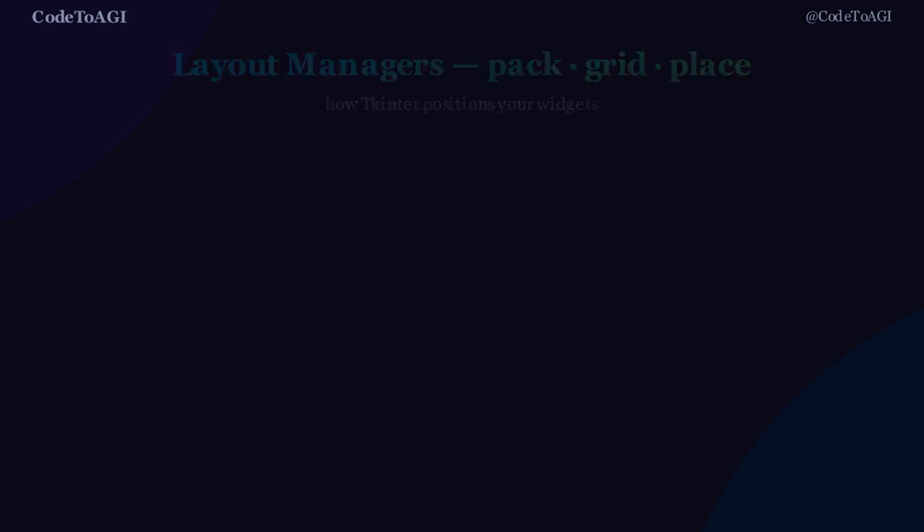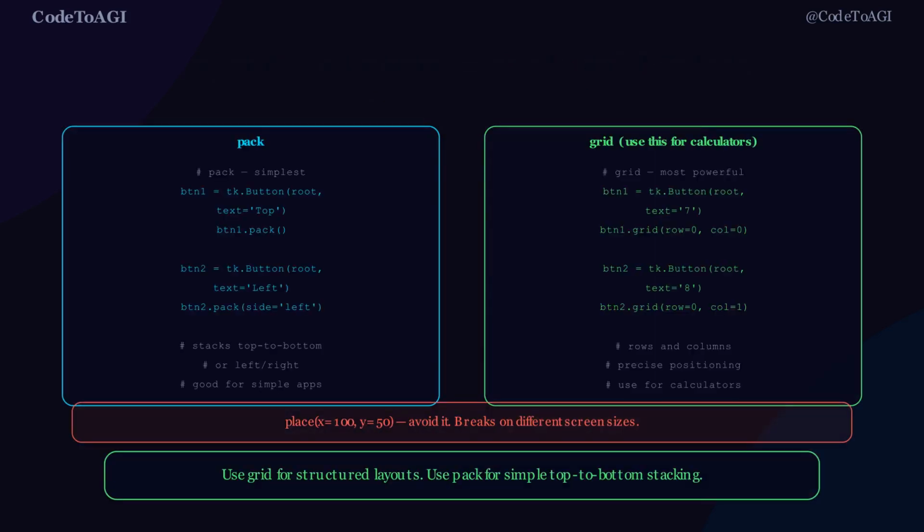3 layout managers. Each one organizes widgets differently. Pack, simplest. Stacks widgets top to bottom by default. Use side equals left or right to arrange them horizontally. Grid, most powerful. Places widgets in rows and columns. Use row and column arguments to position each widget precisely. Place, absolute positioning. You set the exact X and Y pixel. Avoid place for most apps, it breaks on different screen sizes. Grid is the right choice for structured layouts like a calculator.